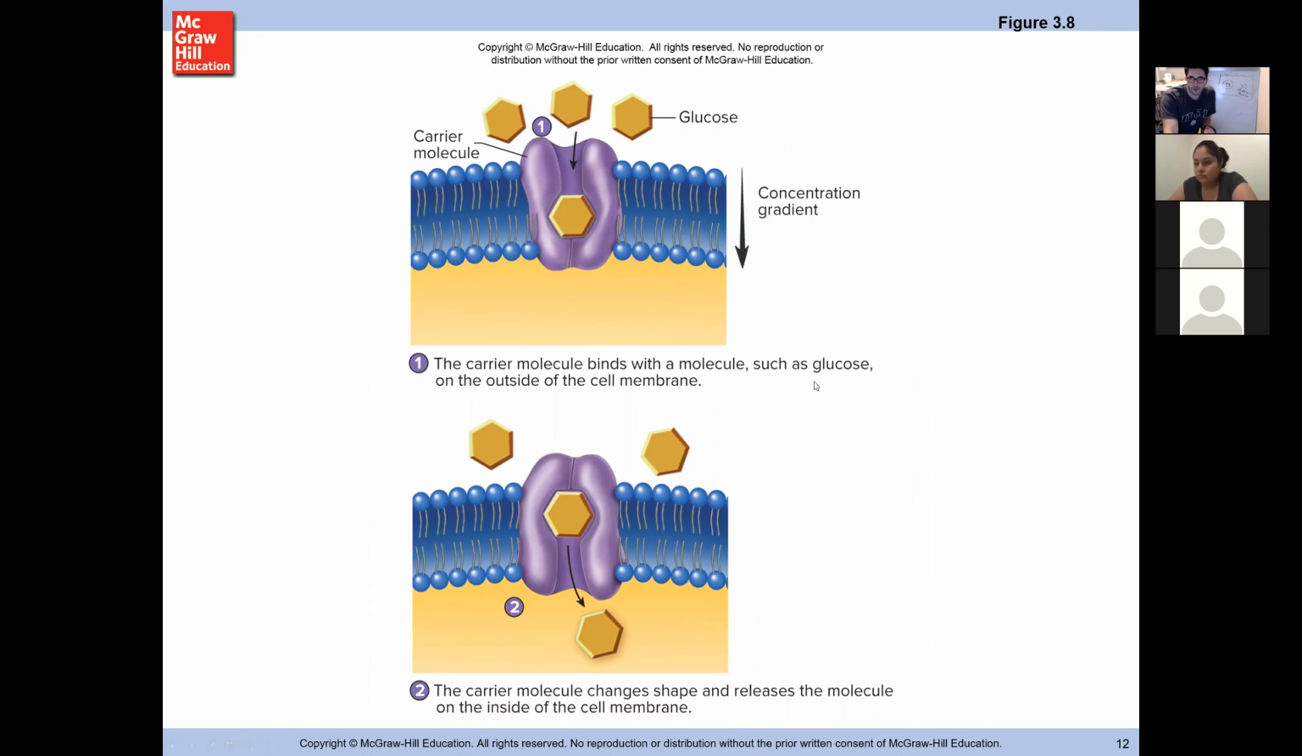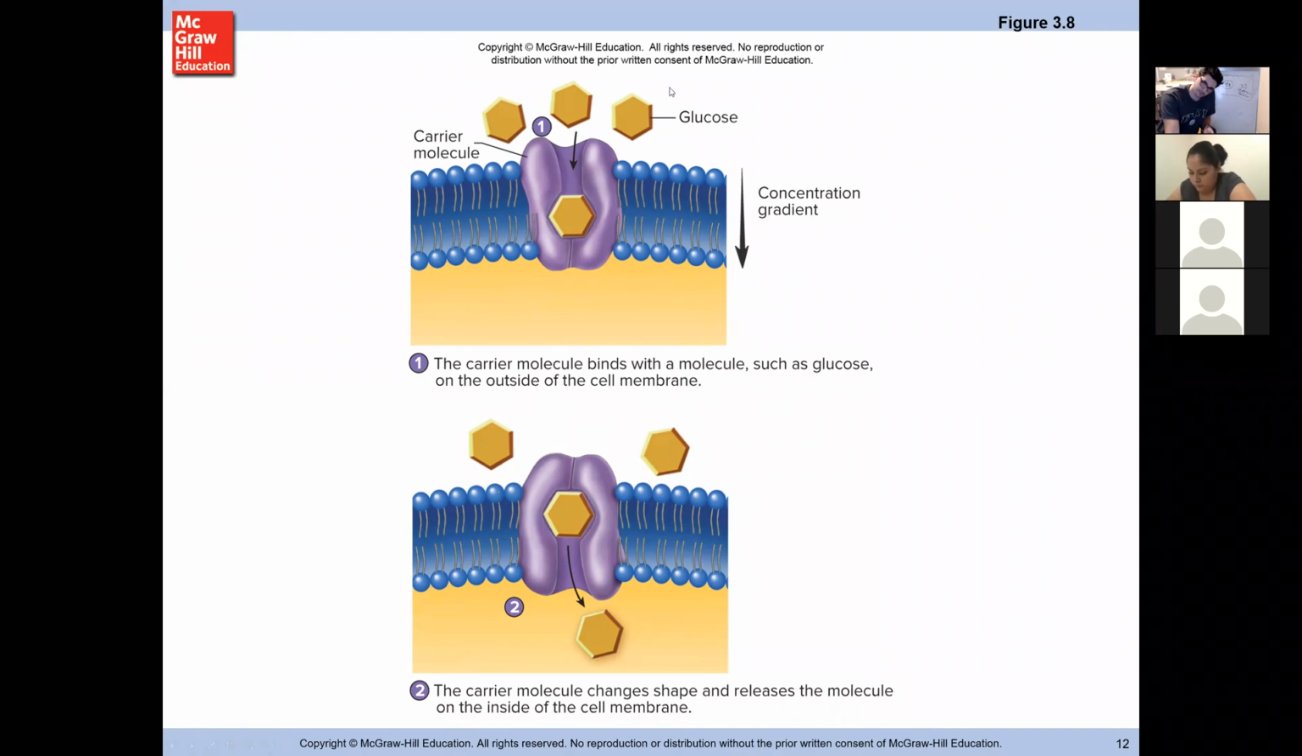Here we have a good example of facilitated diffusion because we don't have ATP involved. We have no energy investment being utilized. Sometimes large molecules like glucose can move through transport proteins that physically change their shape but don't require any energy investment. That's what we have going on here.